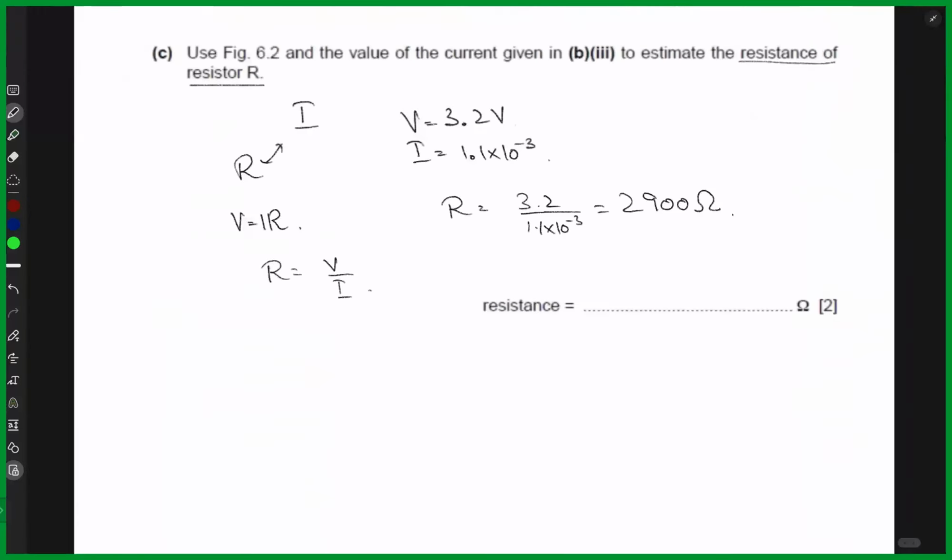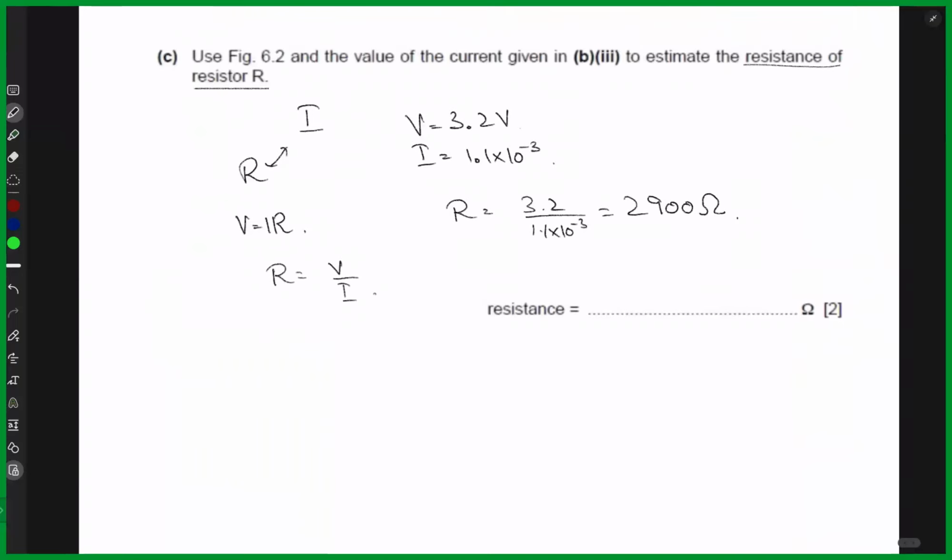The average potential difference, is it clear? Yes, sir. Okay. All right. So this would give you the corresponding resistance of 2900 ohms.